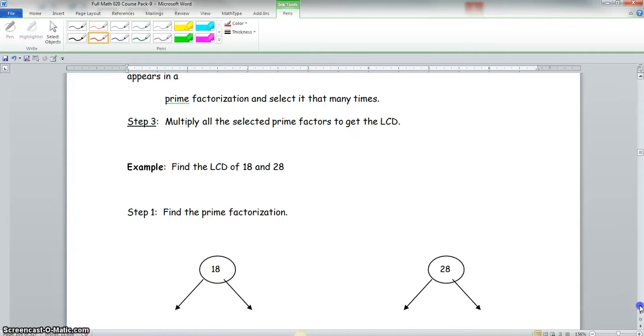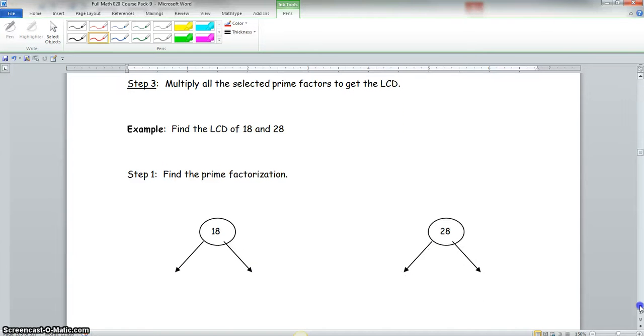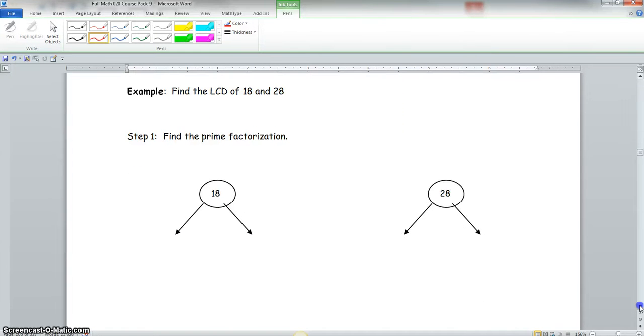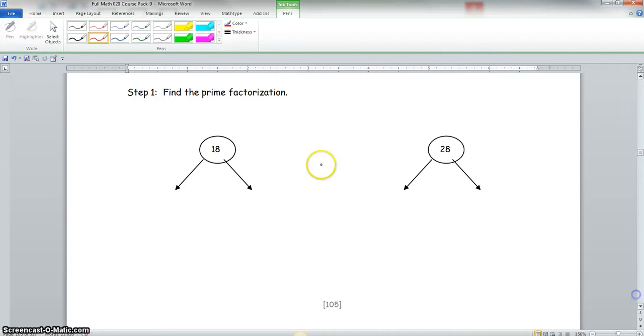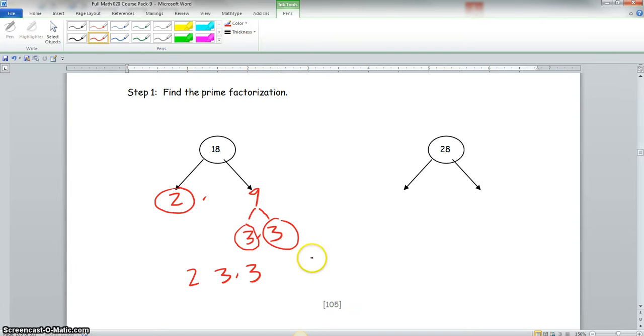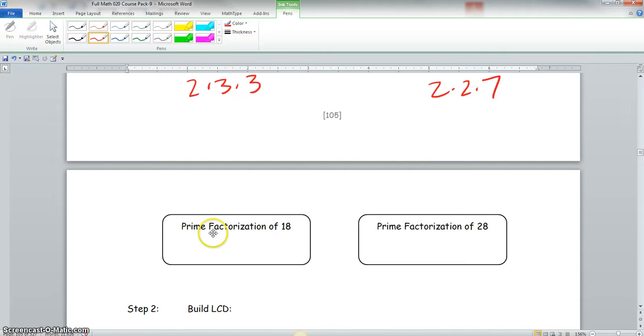Okay, now, we're asked here to find the LCD of 18 and 28. So first we're going to find the prime factorization. Now 18 we know gives us 2 times 9. 2 is prime. And we know 9 breaks down to 3 and 3. So the prime factorization of 18 is 2 times 3 times 3. Now we go to 28. We have 2 times 14. 14 breaks down to 2 times 7. Now, our prime factorization of 28 is 2 times 2 times 7.